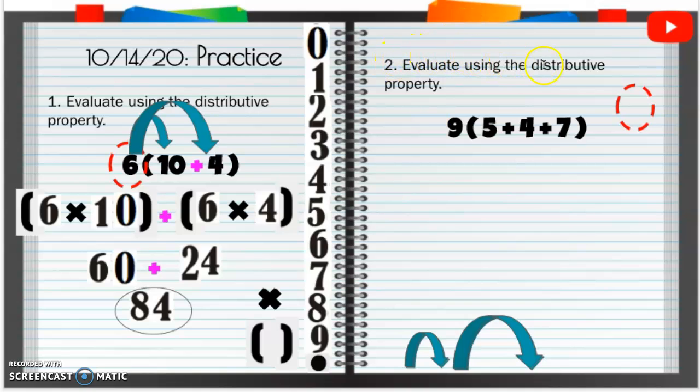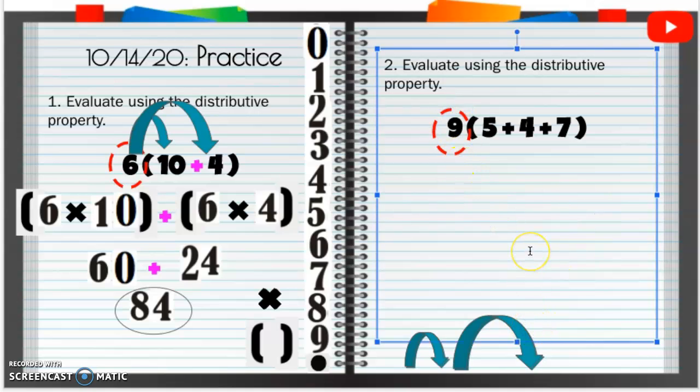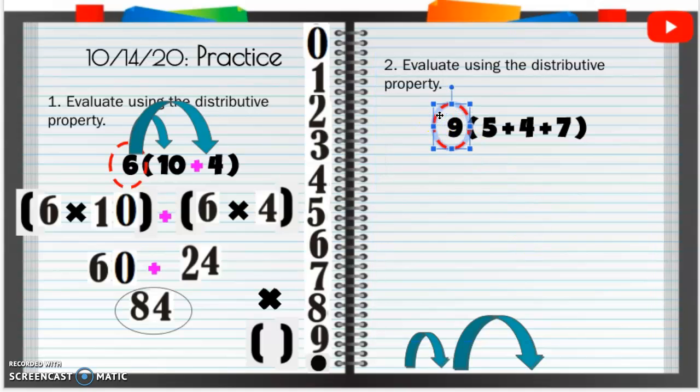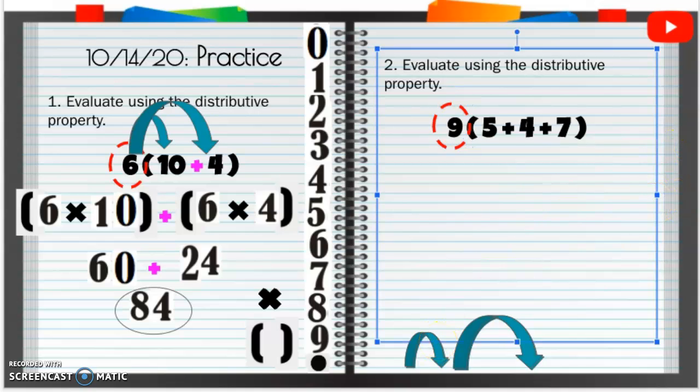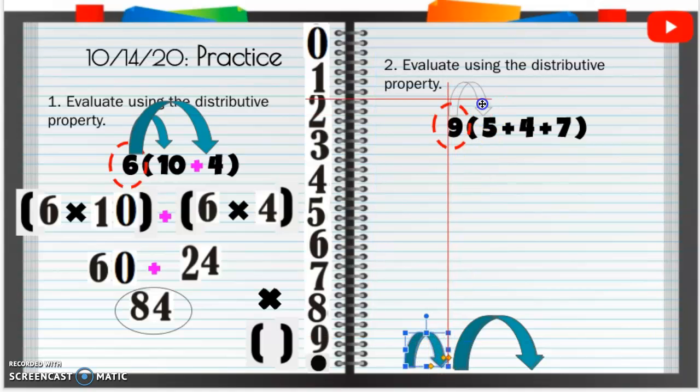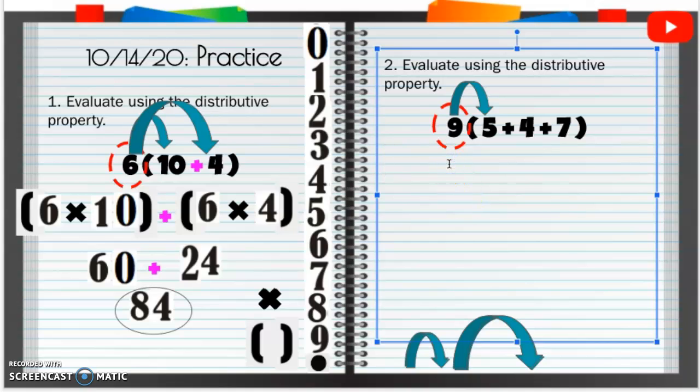So we are going to evaluate using the distributive property. First step, we're going to circle that number in front of the parentheses. In this case, we have that 9. And now we have 3 different terms in the parentheses. Easy peasy, don't stress. What we're going to do is take that first one, which is the 5. So 9 times 5. I'm going to have that parentheses, 9 times 5, close parentheses. What is that symbol in between? That is an addition symbol, so I'm going to put plus.